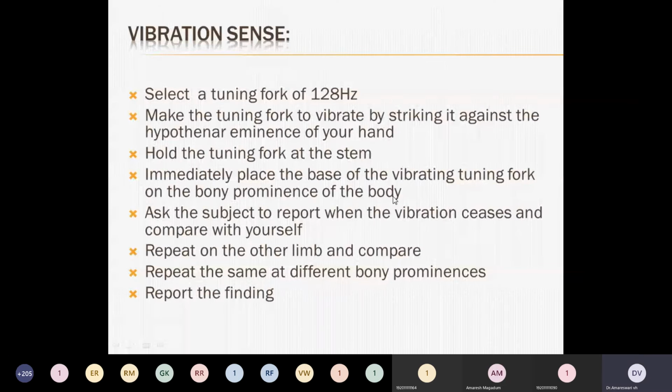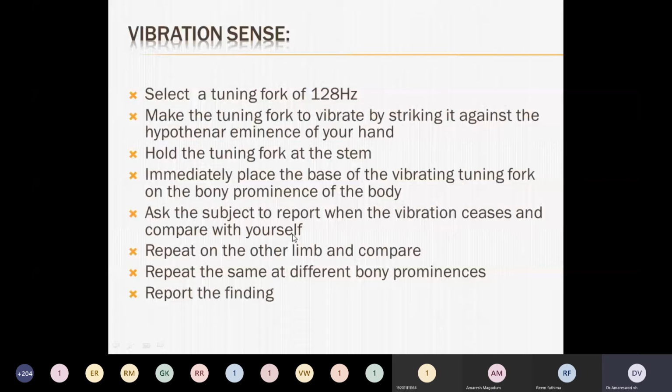Any bony prominence. You can start with the radius, or with your elbow joint. You have to place the base of the vibrating tuning fork. Ask the subject to report when the vibration ceases and compare with yourself.